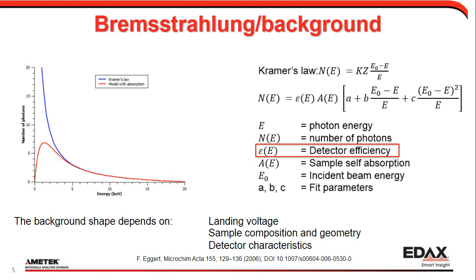One thing to notice here is the incident beam energy, E0. If we look at these equations, we can see that we cannot have any X-rays generated at higher energies than the incoming energy or the landing energy. And that is what we call the Duane-Hunt limit. Basically, you can't get more energy out than you put in. And this becomes quite important. This is the easiest accessible piece of information you find in the background signal.